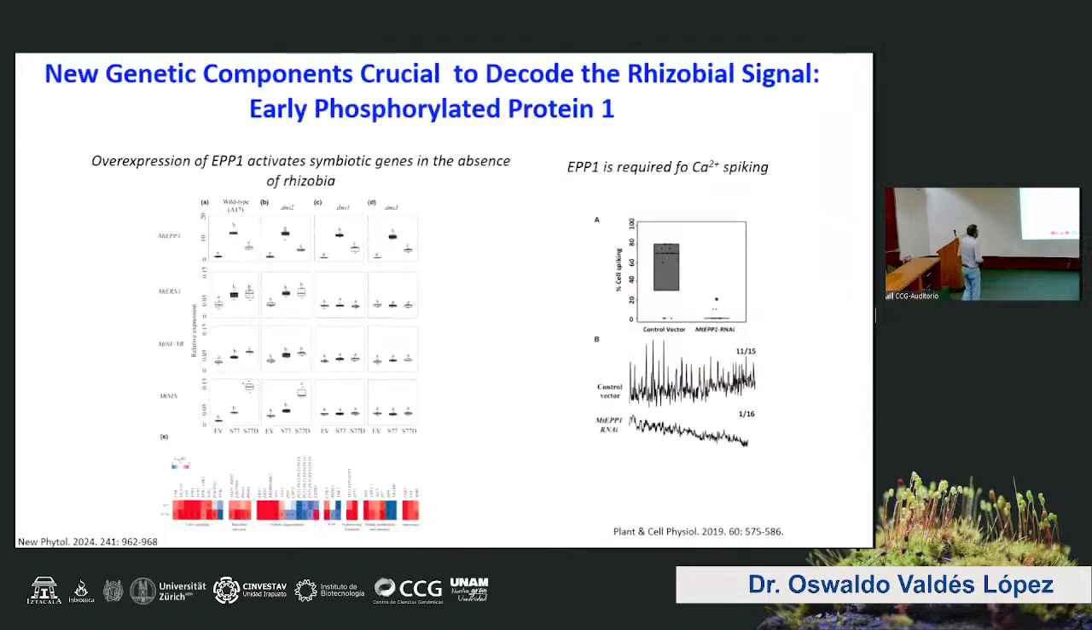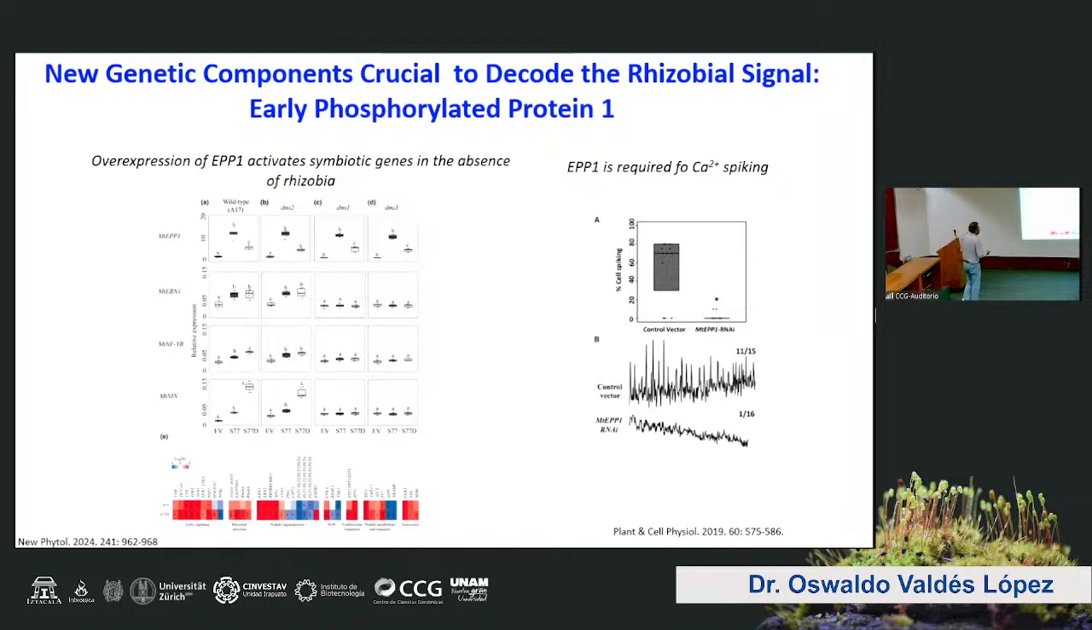So a few years ago, I would say like 10 years ago, when I was a postdoc with Jean-Michel Ané, we discovered this gene, early phosphorylated protein 1, because after 30 minutes, this protein got really phosphorylated. So the question was, what is EPP1 doing in this symbiosis with rhizobia?